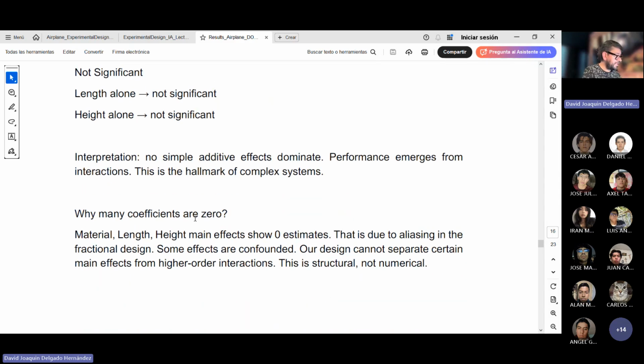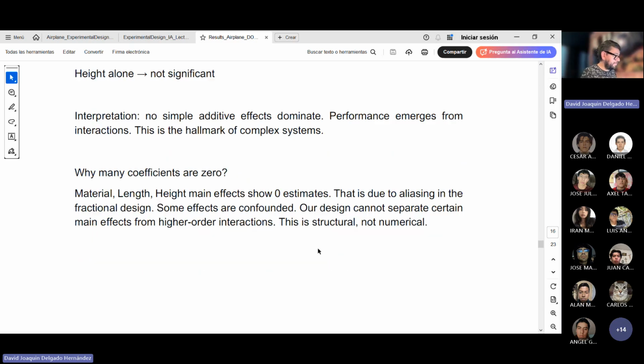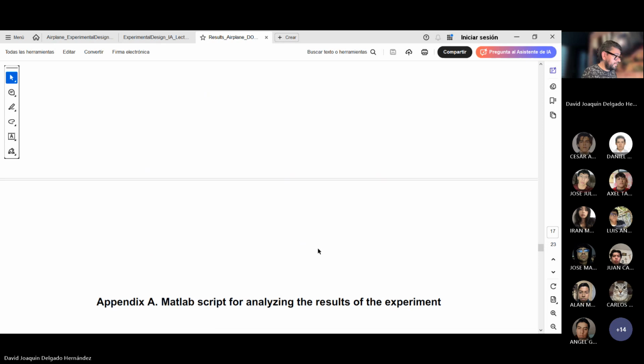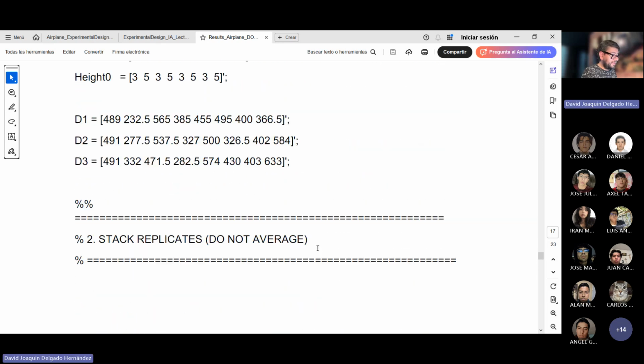Why are many coefficients zero? Because you have a lot of possible combinations, but not all of them are significant. So they are just zero. They are out of the equation. Literally, they are out of the equation, and you just keep the ones that are significant. That's why. Well, this is the MATLAB script.